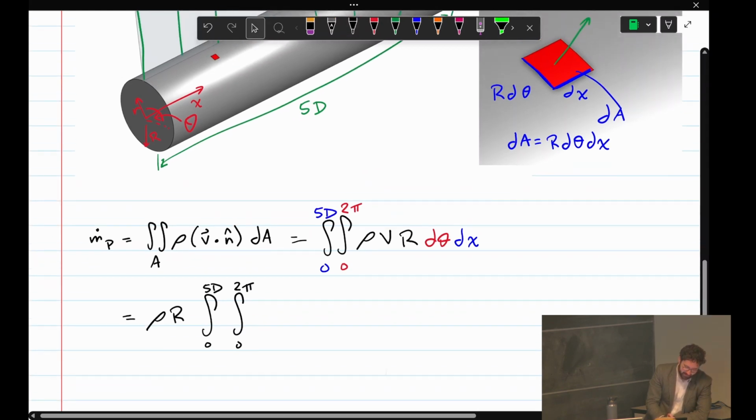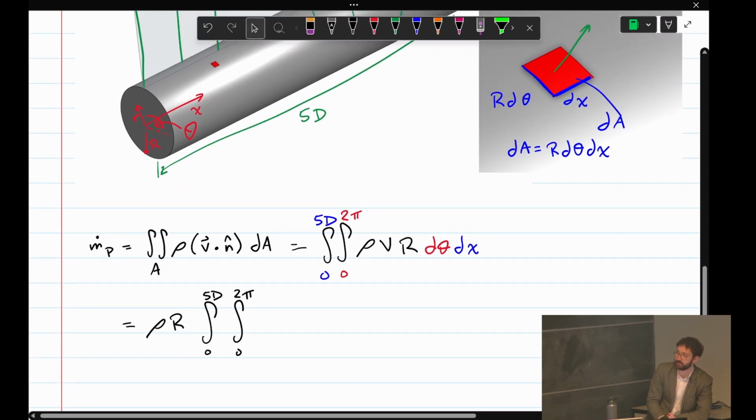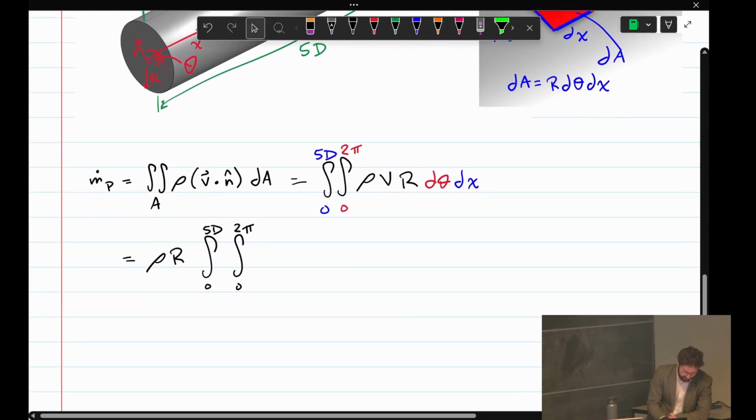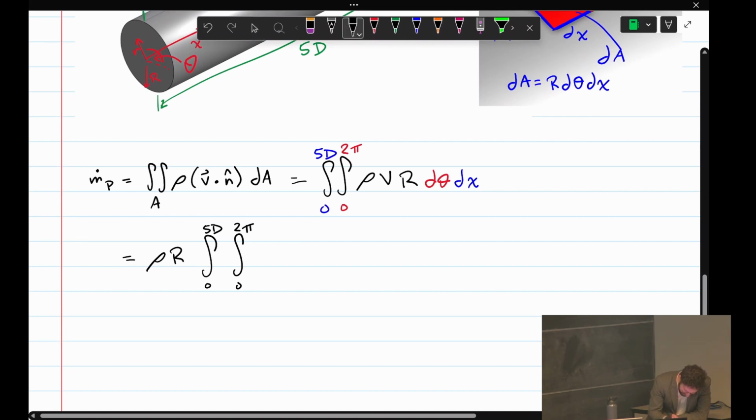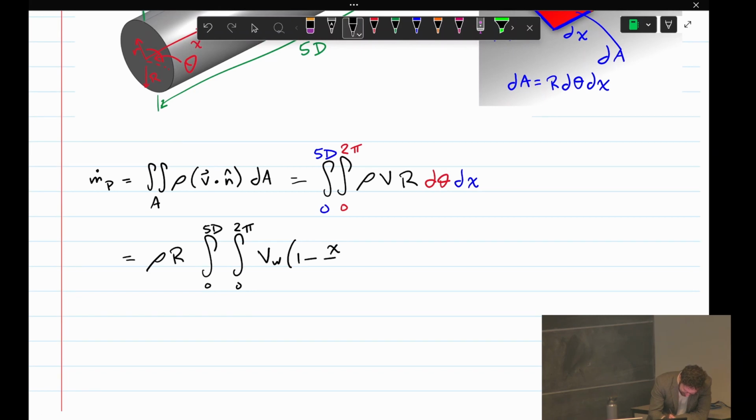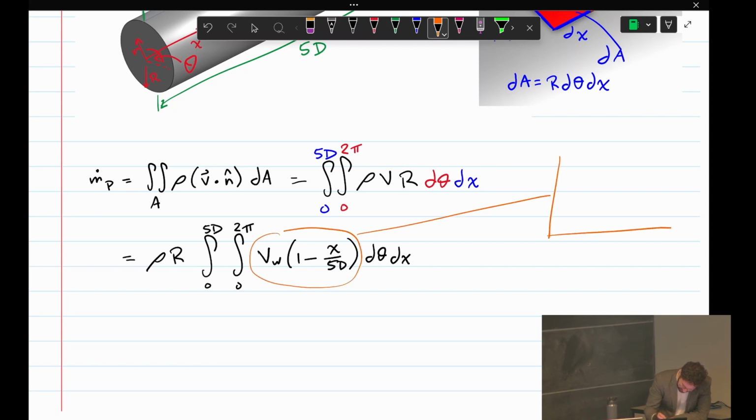Okay, so I'll give you this linear velocity profile, but in general, this is something you'll need to come up with when you solve this problem. So our linear velocity profile is going to be VW times 1 minus x over 5d, d theta dx. So this here is just this function.